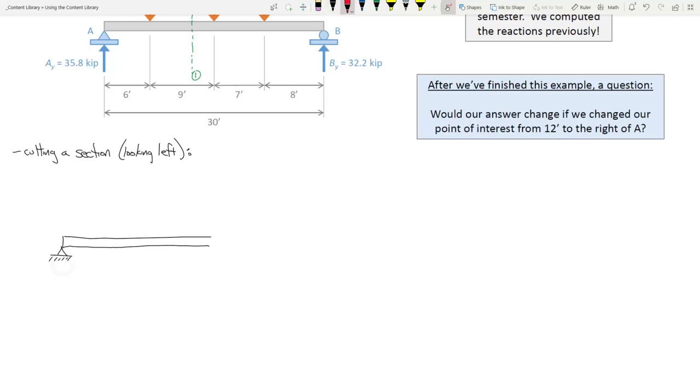We have a load acting upward right here. This is AY, 35.8 kips. And then we have another load right here. This one is 20 kips. And then here is our samurai sword cut right here. And this dimension is 6 feet. This is 6 feet.